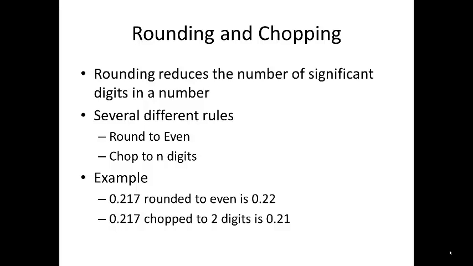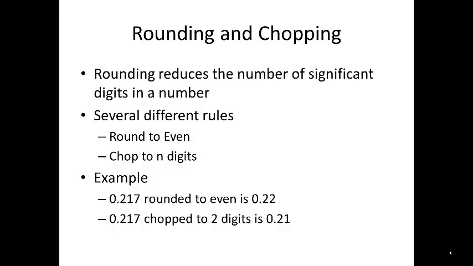Over a large data set, it tends to reduce the rounding error, given that an equal proportion will probably be rounded up and down. Chopping, a little less precise, discards all the digits that follow the nth digit. And, of course, rounding tends to produce less error than chopping. If we look at the example of 0.217, rounded to even is 0.22, and if we just chop it to 2 digits, it's 0.21.